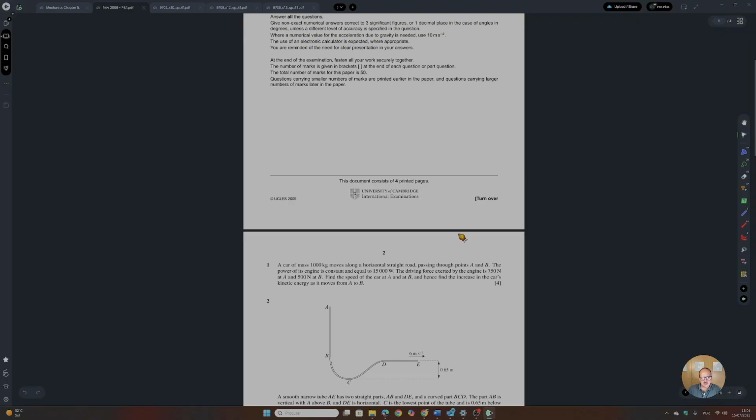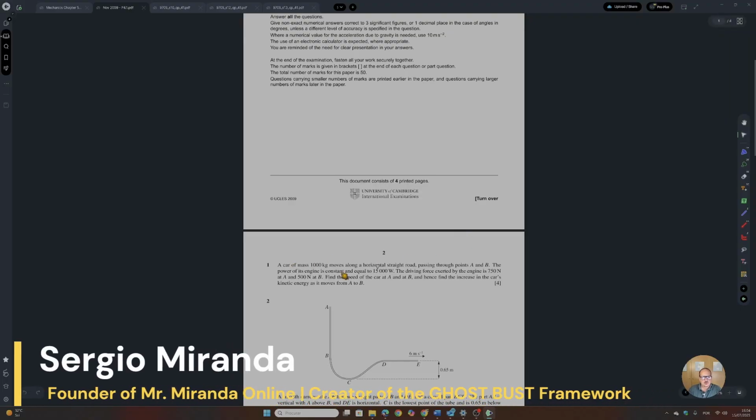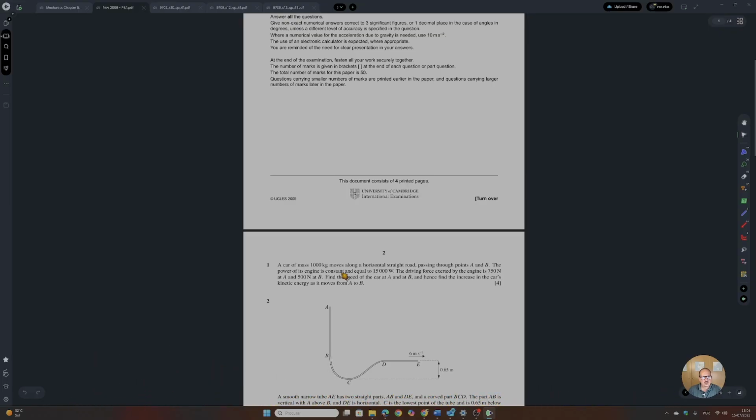We're now looking at some exam questions regarding the topic of power. The first is from a November 2009 paper 41, question 1. It says a car of mass 1000 kilograms moves along a horizontal straight road passing through points A and B.